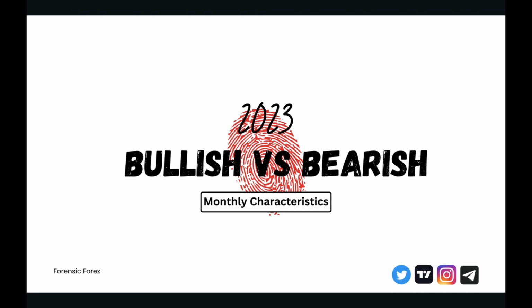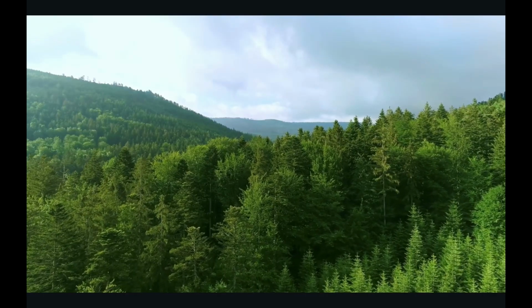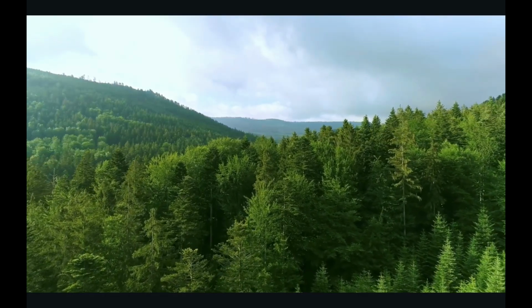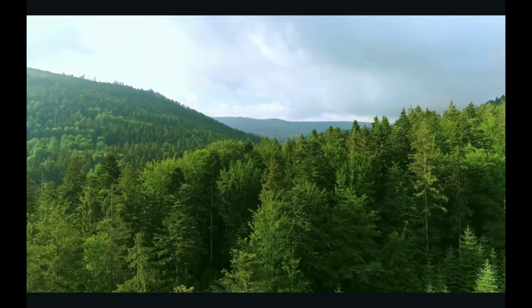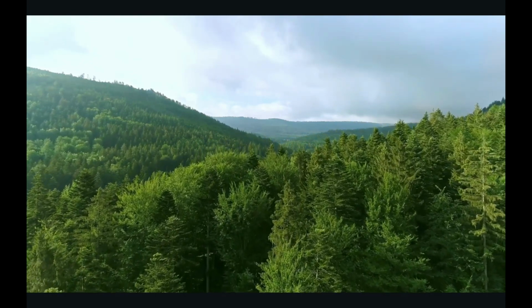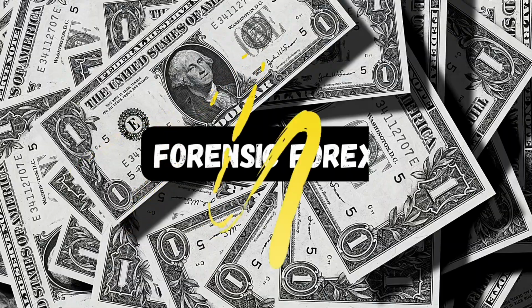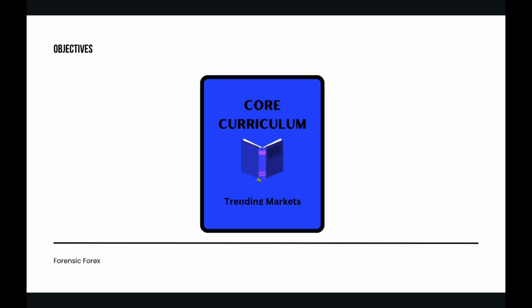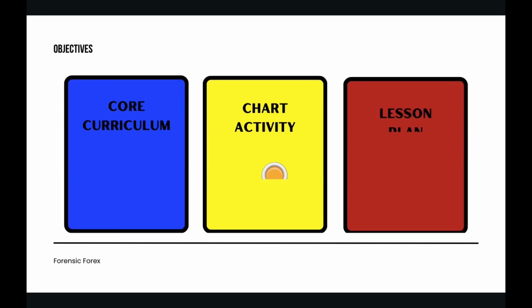In this video, I will break down the characteristics of a bullish and bearish month. Traders want to find trending markets, but often fail to see the signs of a bullish or bearish month. I will show you how to filter and categorize these months. Stay tuned. Leave the indicators alone. This will be broken down into 3 steps: core curriculum, chart activity, and lesson plan.